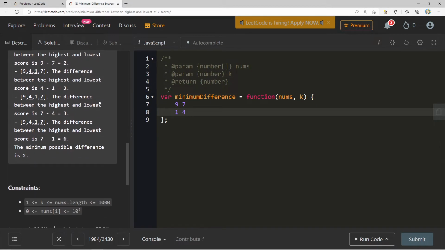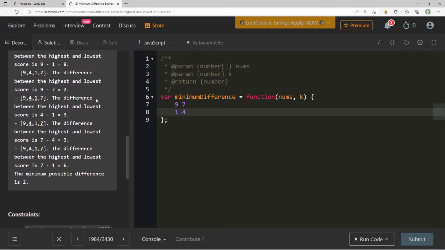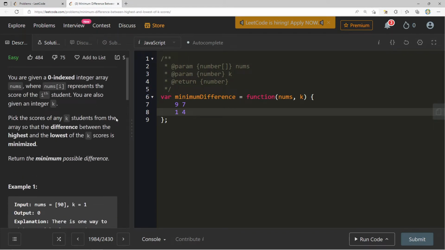So wait, do we just want the closest, the highest and lowest score? 7 minus 1 is 6. The minimum possible difference is 2. Pick the scores of any k students from the array so that the difference between the highest and the lowest scores is minimized.